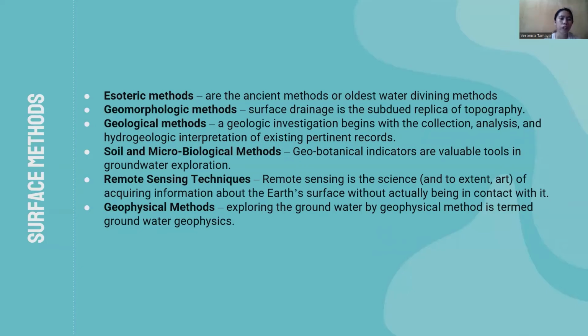So next we have soil and microbiological methods. So geobotanical indicators are valuable tools in groundwater exploration. So the anomalous growth of vegetation and alignment of big trees, a straight line growth of termite mounds, and location of age-old, deep-rooted heritage trees can indicate the occurrence of groundwater at shallow depths.